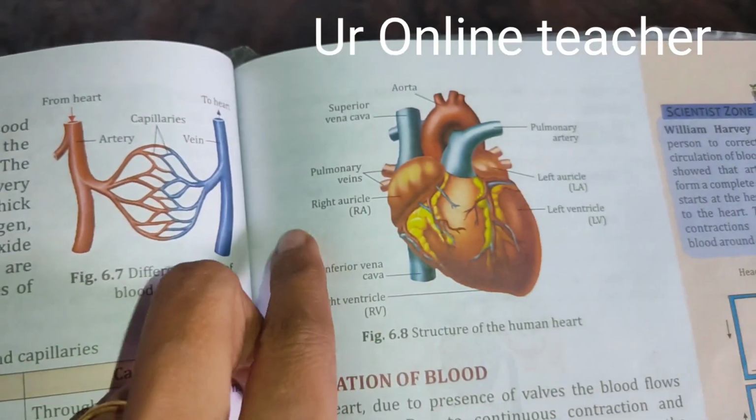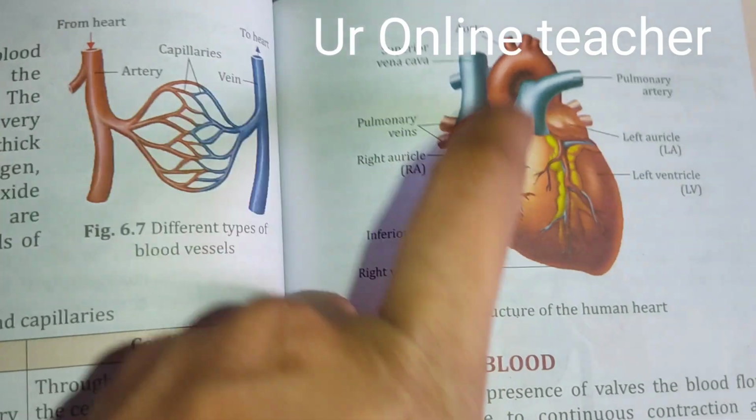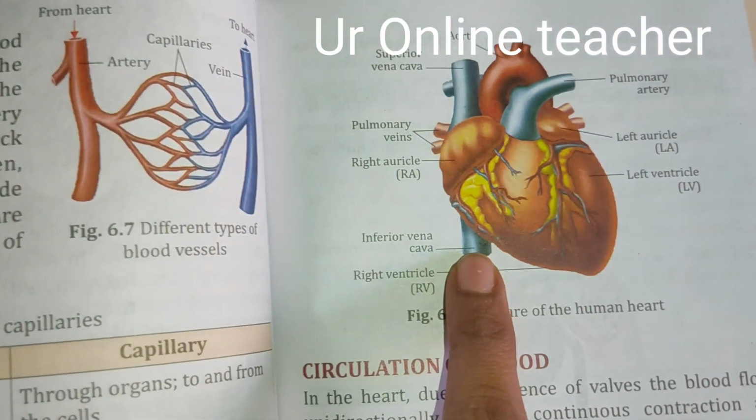We have to remember one thing. First, the deoxygenated blood comes to the right auricle from the superior vena cava and inferior vena cava.